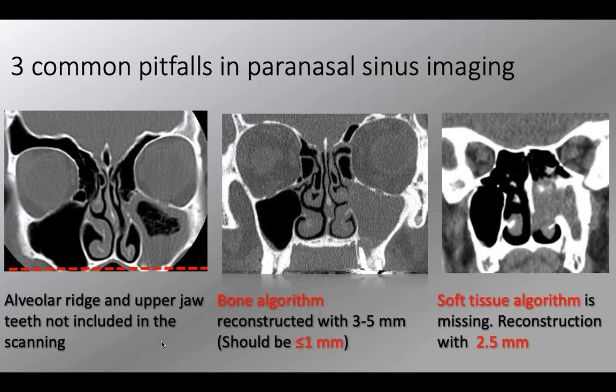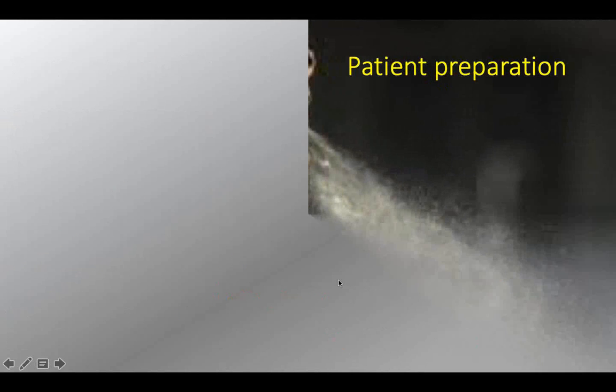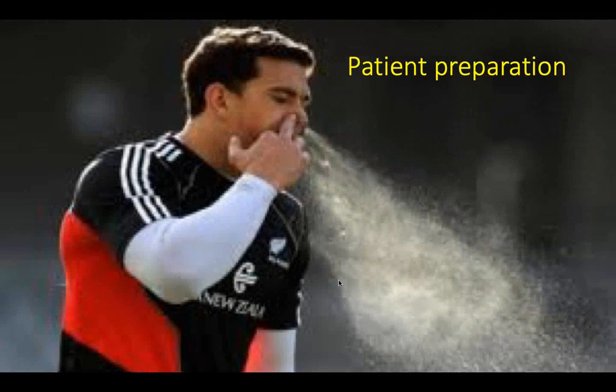And what you should take home to your technicians are these three common pitfalls that you should avoid. Don't cut the alveolar ridge. Use small thickness for bone algorithm, and always remember to use soft tissue algorithm when there is something inside the sinus. And to finalize, patient preparation is just to blow the nose. Thank you for your attention.